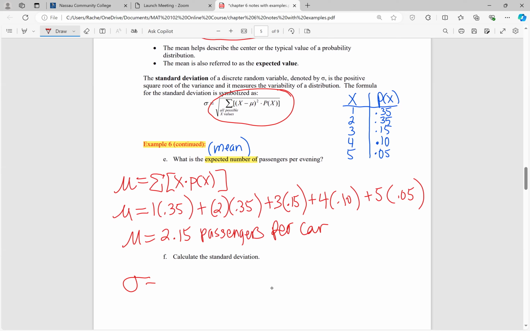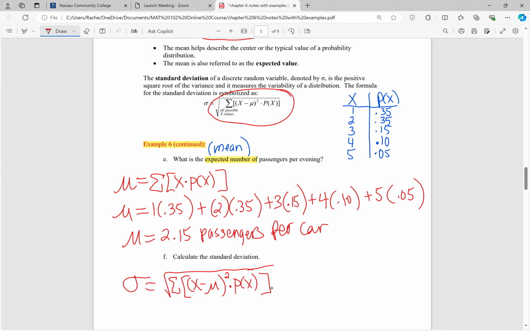So we're going to take the square root of the sum of each data value minus the mean squared, right? That was like the numerator of our standard deviation in chapter 3. We took each data value minus the mean and we squared it. But now we have to take into consideration the probability of each value of x, so we have to multiply by p of x. We're going to sum those up and take the square root.